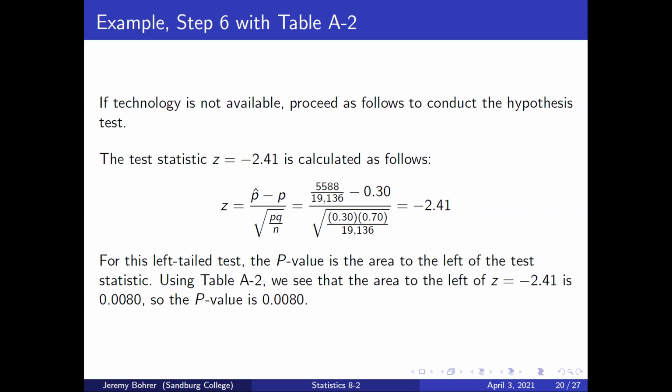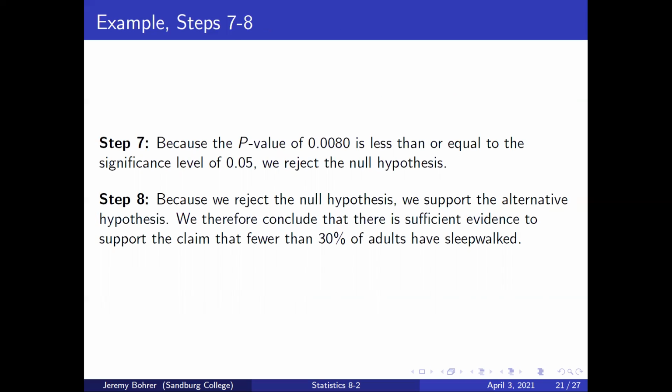For this left-tailed test, the p-value is the area to the left of the test statistic. Using table A2, we see that the area to the left of z equals negative 2.41 is 0.0080. So the p-value is 0.0080. Step 7, because the p-value of 0.0080 is less than or equal to the significance level of 0.05, we reject the null hypothesis.